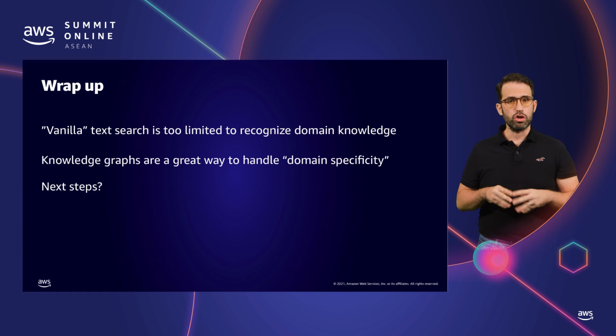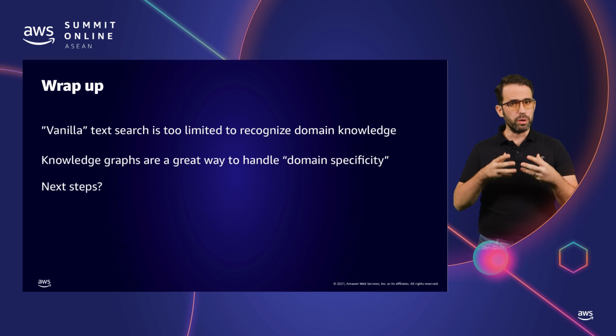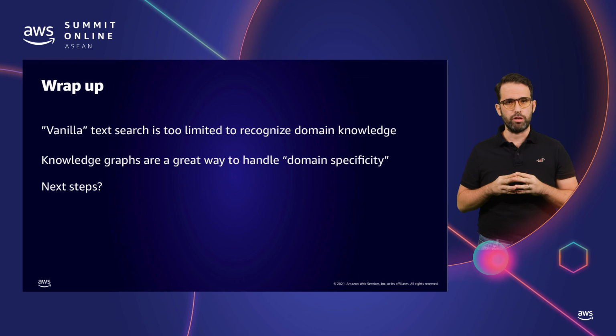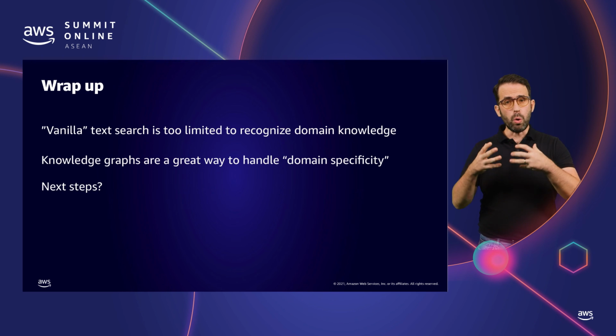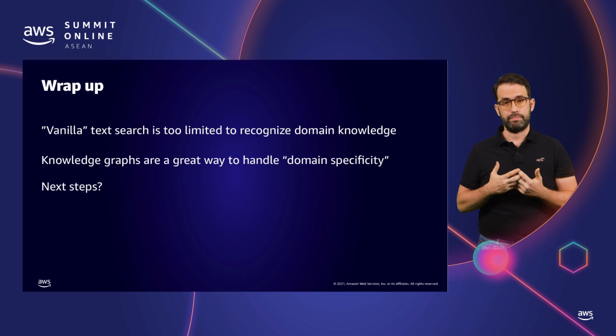Other than that, some of the key takeaways from the work we have done are: when implementing search capabilities applied to a specific business domain, vanilla text search may not be good enough to recognize and extract key business information from vast amounts of unstructured and structured data. Knowledge graphs are a great way to handle this domain specificity, by both helping the information extraction during the ingestion phase, and also helping contextualize queries during the retrieval phase.